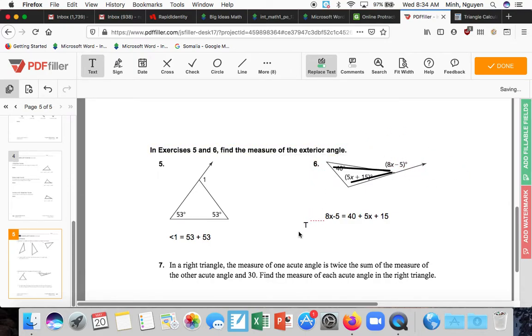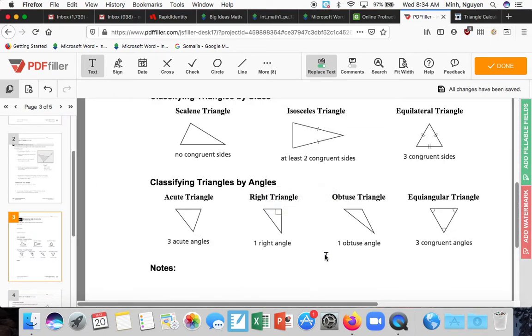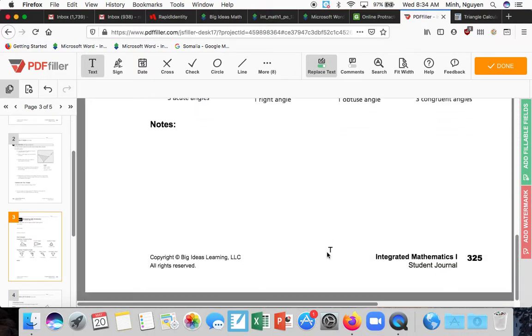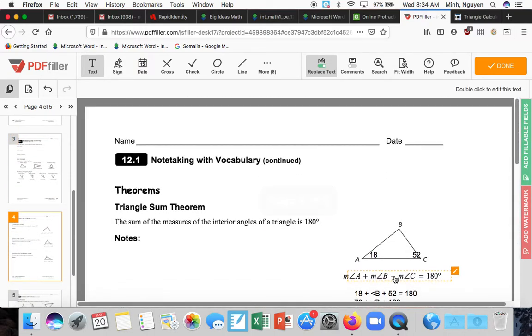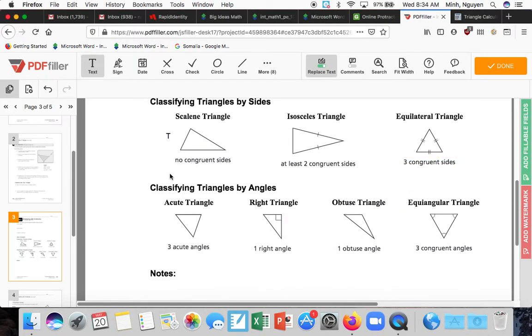But that's it. So in a nutshell, triangles add up to 180. The interior angles of a triangle add up to 180. And then you have all this vocab for different types depending on the side lengths and the angle measures.